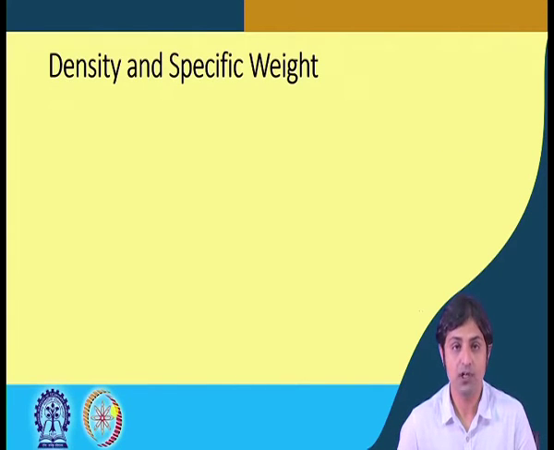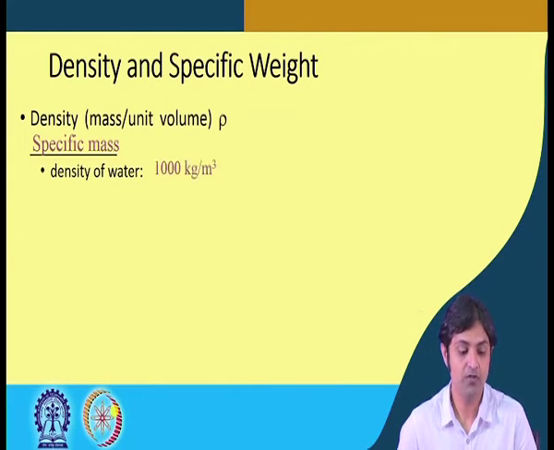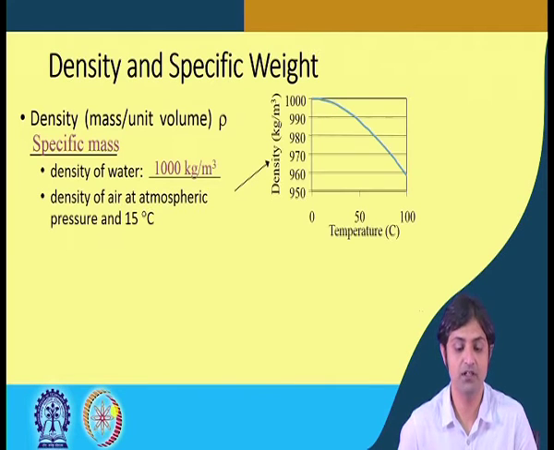Now going to density and specific weight, just to give you a brief revision from before. Density is defined as mass per unit volume, rho. This is called specific mass. Density of water is 1000 kilogram per meter cube. Density of air at atmospheric pressure and 15 degrees centigrade is given by this curve.